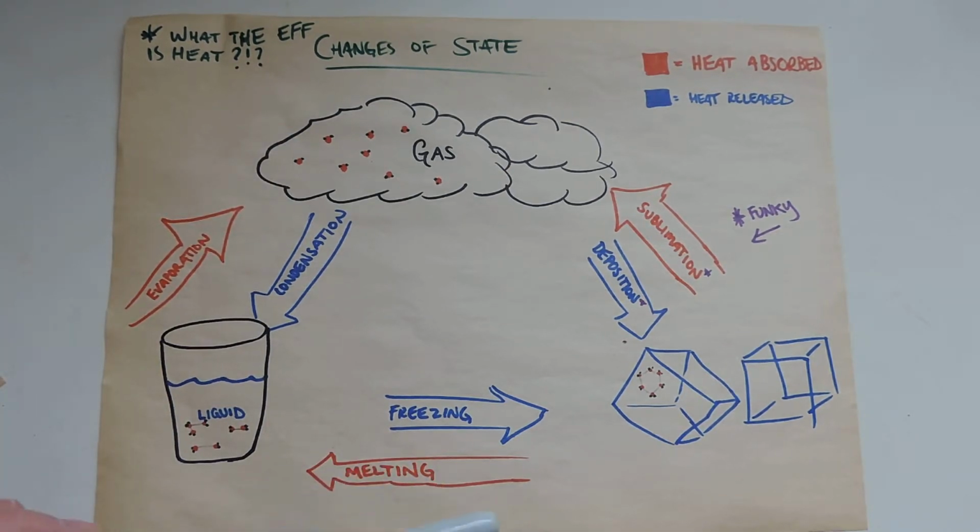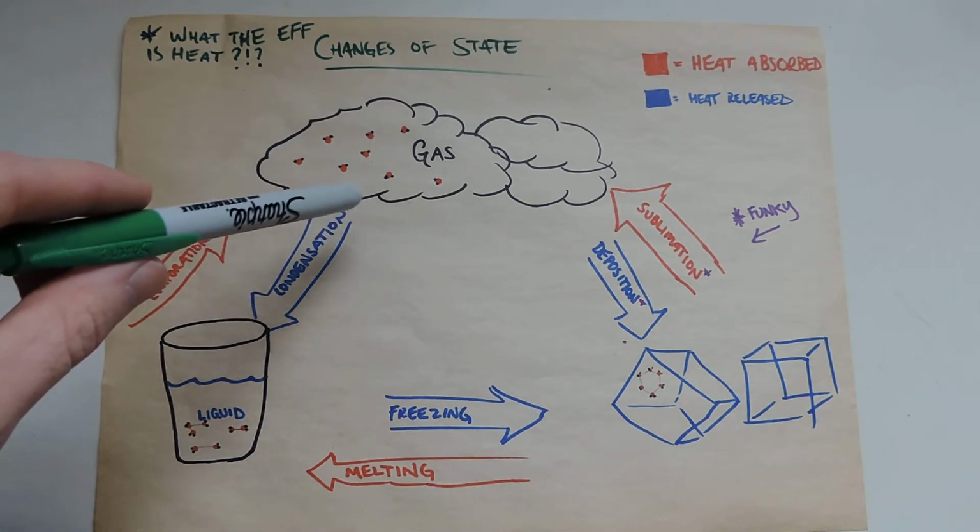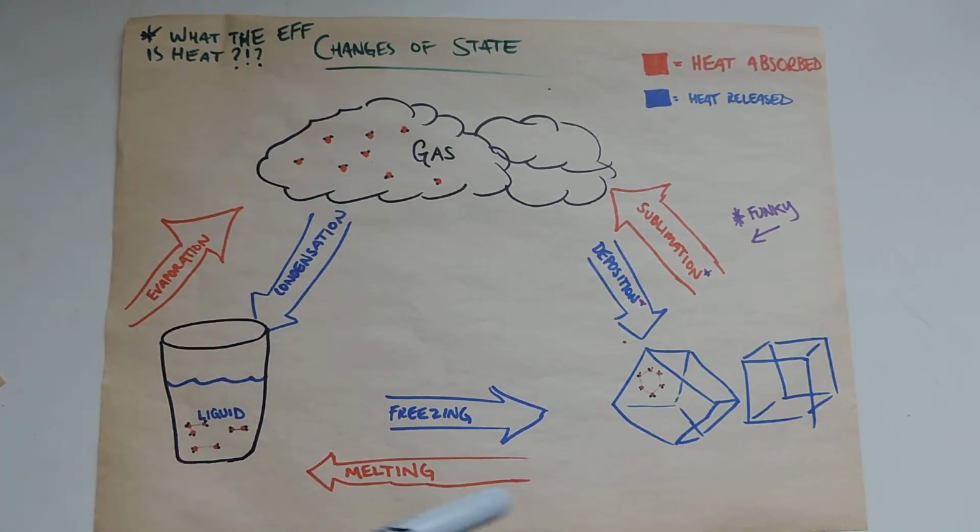And so the process we call this one is melting, which we all know. Ice to water is melting. Water to gas is evaporation. Gas to liquid is condensation. Liquid to solid is freezing.